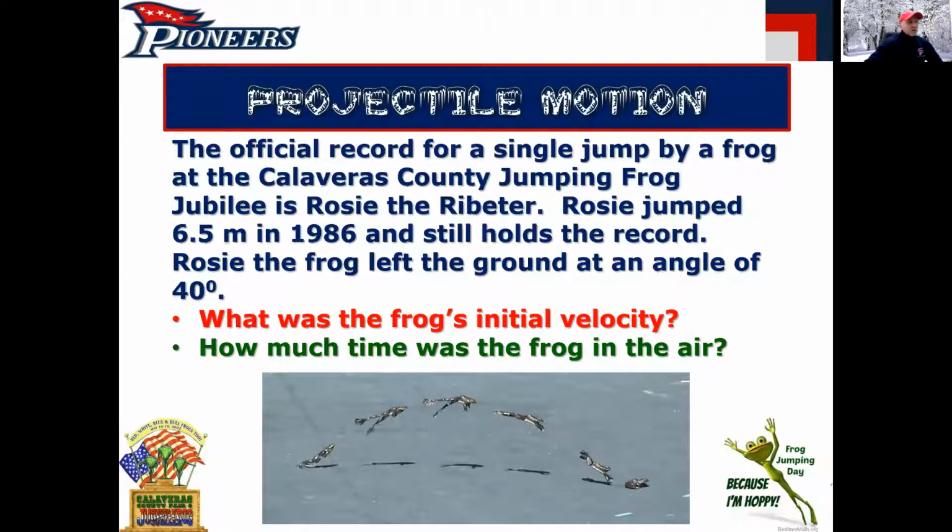I was searching frogs jumping, and I found one because you can see he's doing an upside down parabola, right? He's doing the motion that we need. So Rosie jumps at 40 degrees. Had Rosie been a good physics student, she would have known that 45 would make her go farther, right? 45 is the optimal angle, but we'll give her some slack because Rosie's a frog. We want to know what is the frog's initial velocity and then how much time was she in the air.